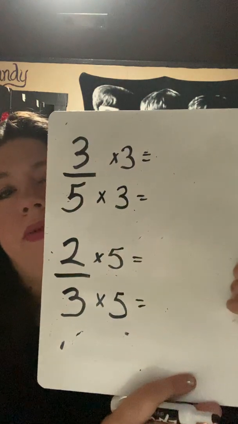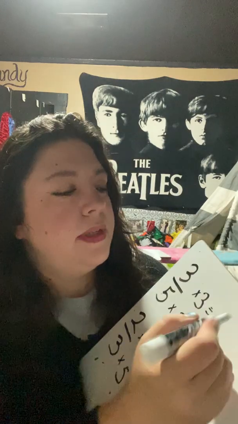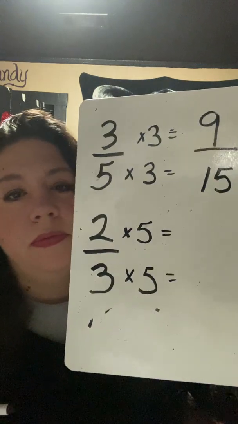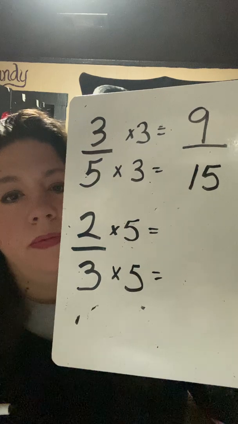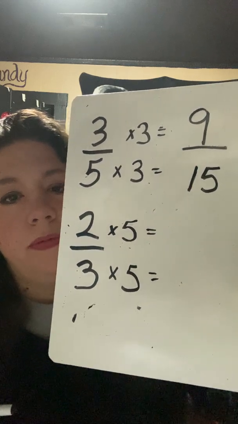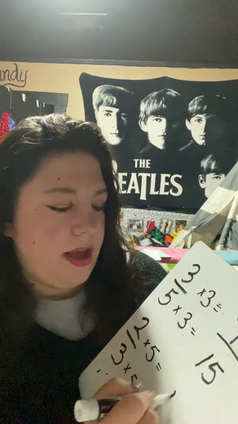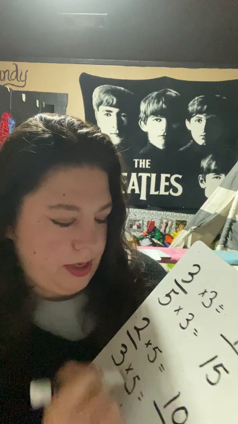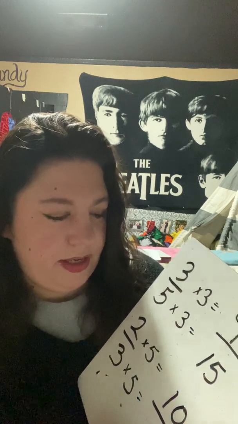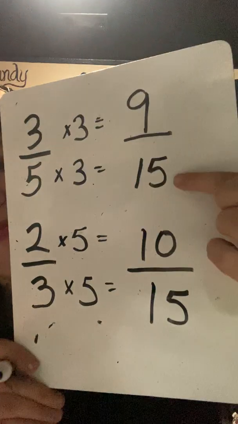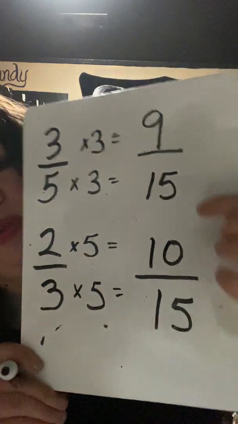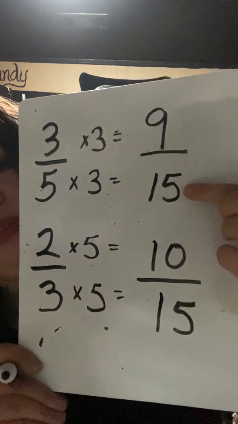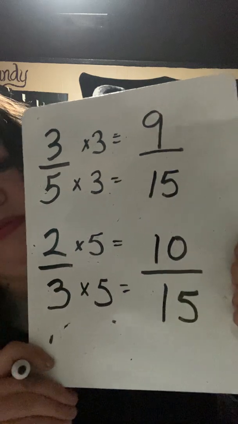So what is 3 times 3? It's 9. What is 5 times 3? It's 15. What is 2 times 5? It's 10. What is 3 times 5? It's 15. Do you see that the bottom number is the same on both of these fractions now? It's a 15 and a 15.